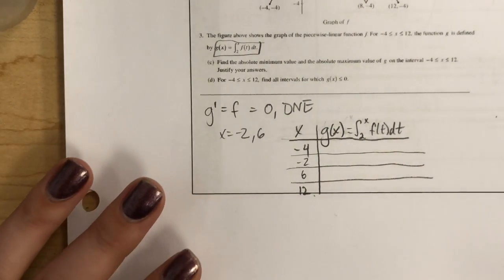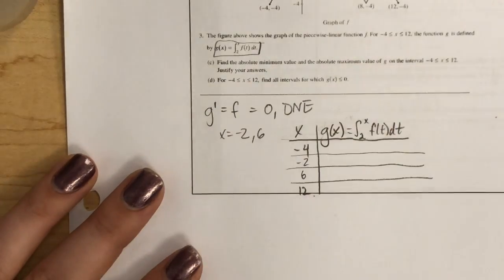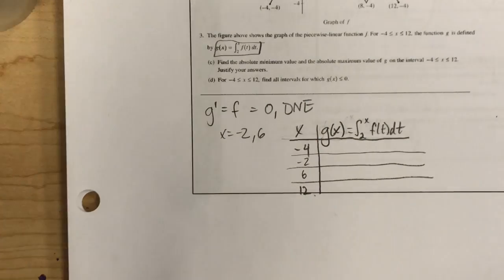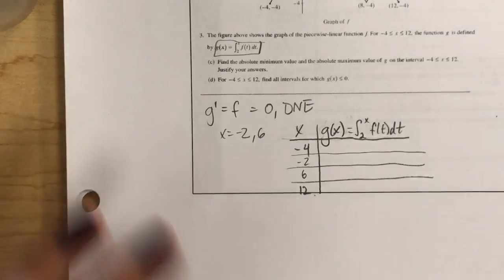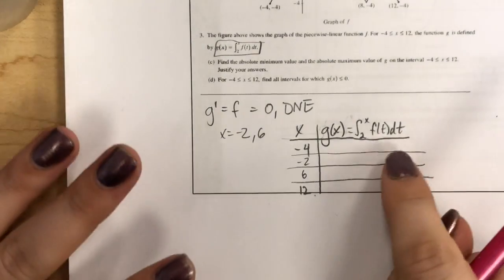All right, so find the absolute min value and the absolute max value. Let me just reread this problem and see what it is asking for. When it says find the absolute min value, is that asking for an x value or a y value? That is asking for a y value. Okay.